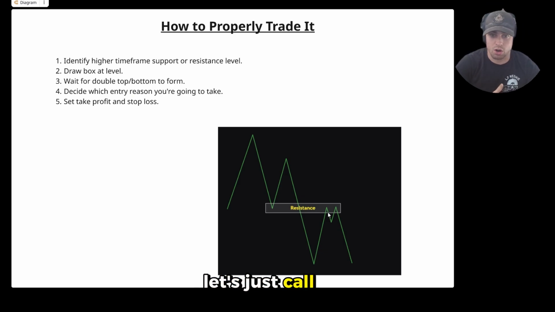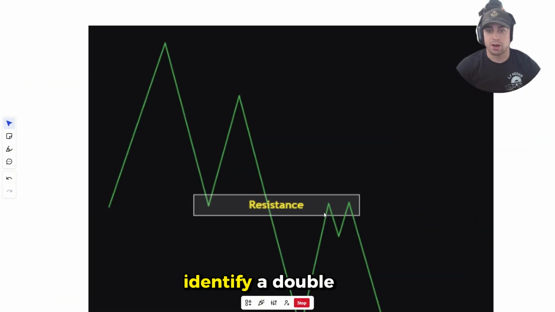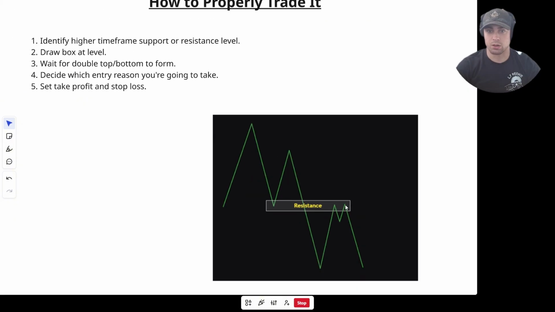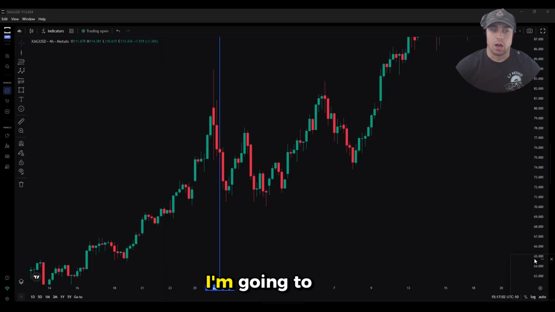So let's just call this the 4-hour time frame that we drew this box at. Now we're going to jump to the 30-minute, wait for price to come back up, and then we identify a double top being formed right here. Now we have to identify and decide what kind of entry reason we're taking. Are we taking the trade at the second top, or are we waiting for the neckline to break? Once we make that decision, we can then identify take profits and stop losses. I'm going to give an example of what this is going to look like.